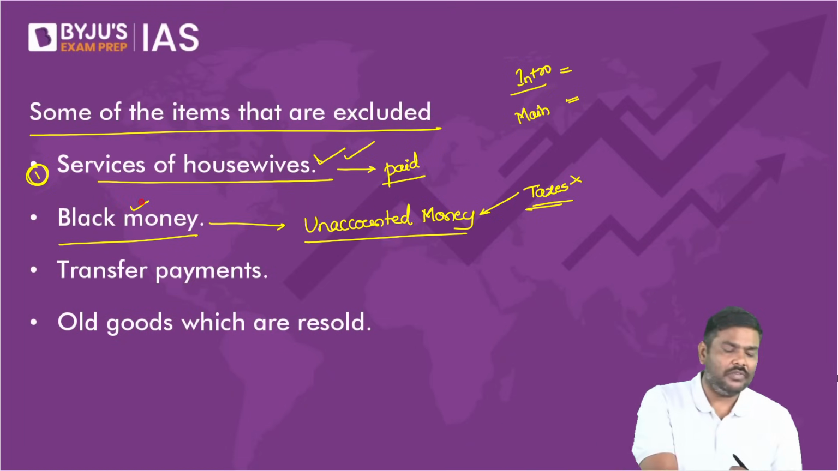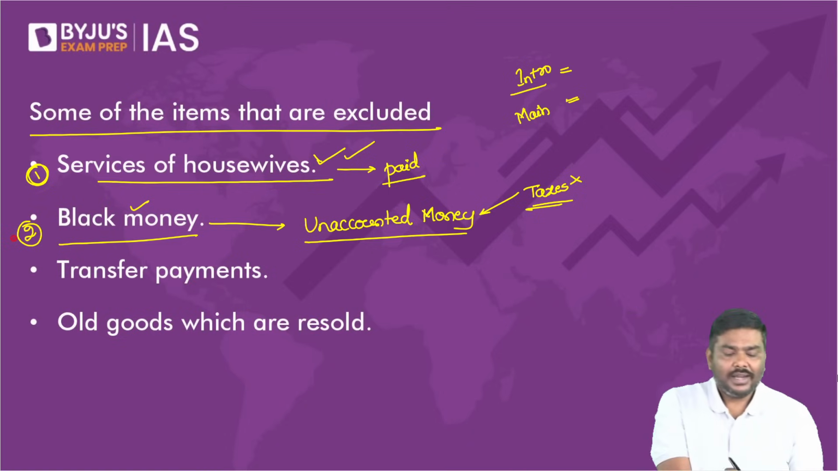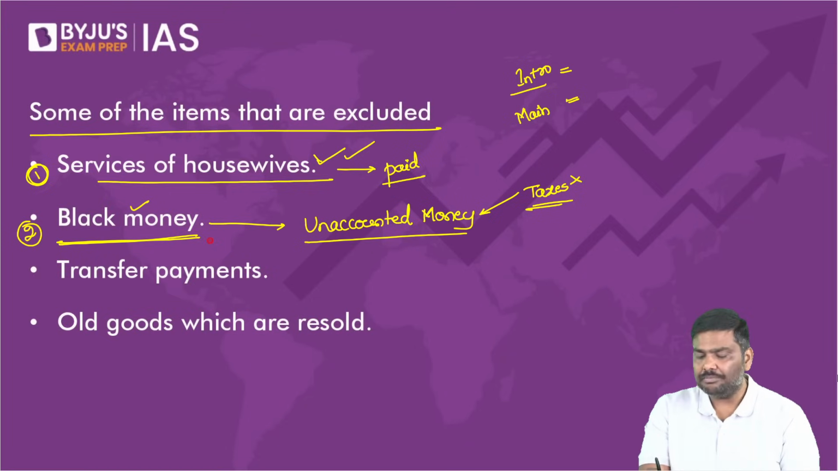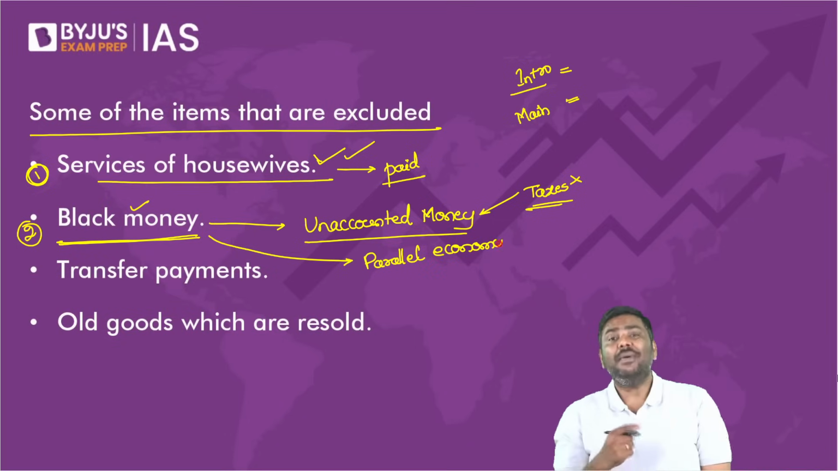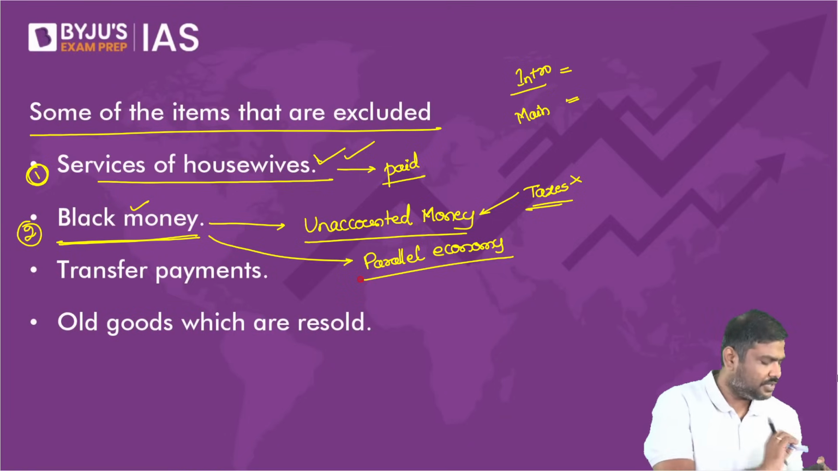Any problem with this? Please do let me know. Right? Black money is also not accounted in the calculation of GDP. And black money is also referred to by one more term, parallel economy. Please remember this. It is also referred to as parallel economy. Right? What is a parallel economy? Let me give a very simple example here. Have a look at this.